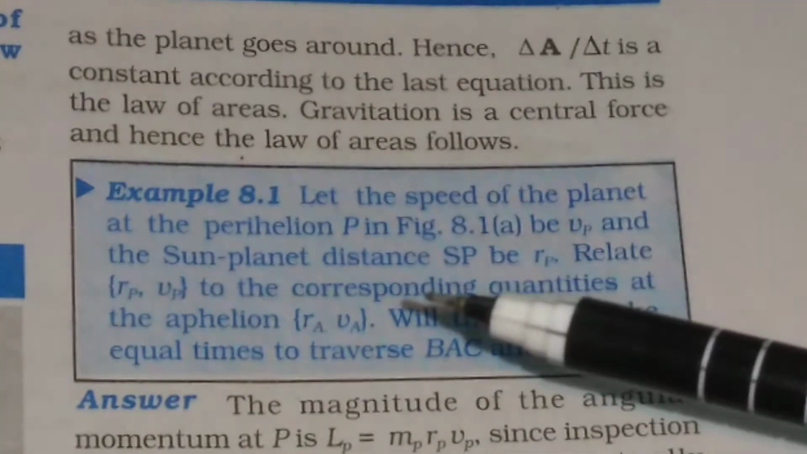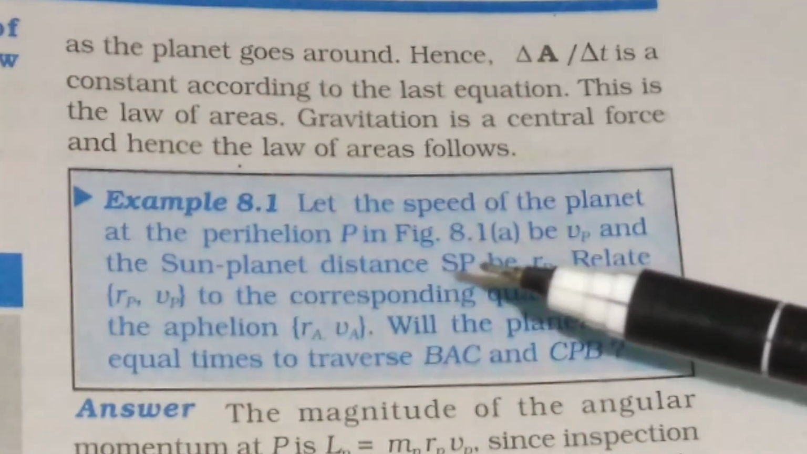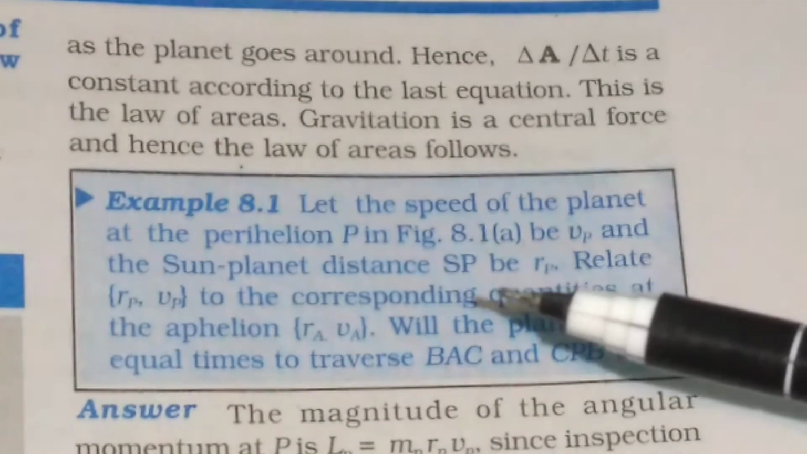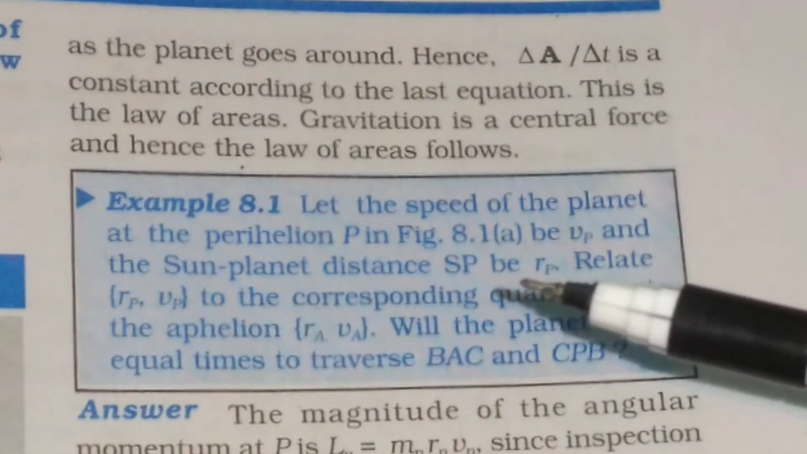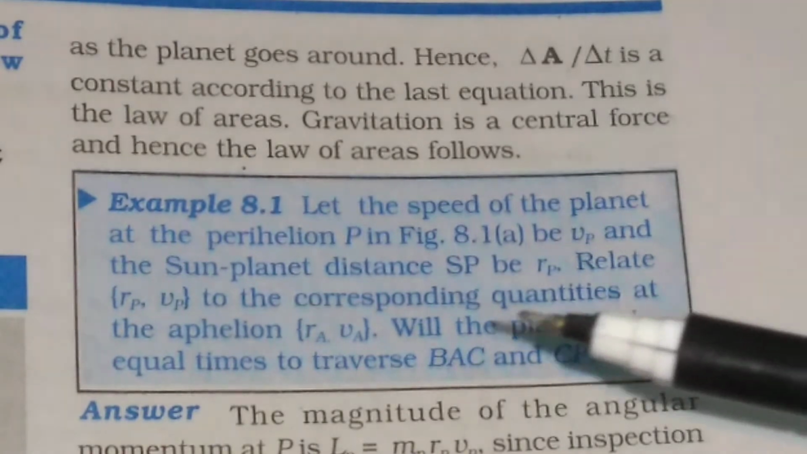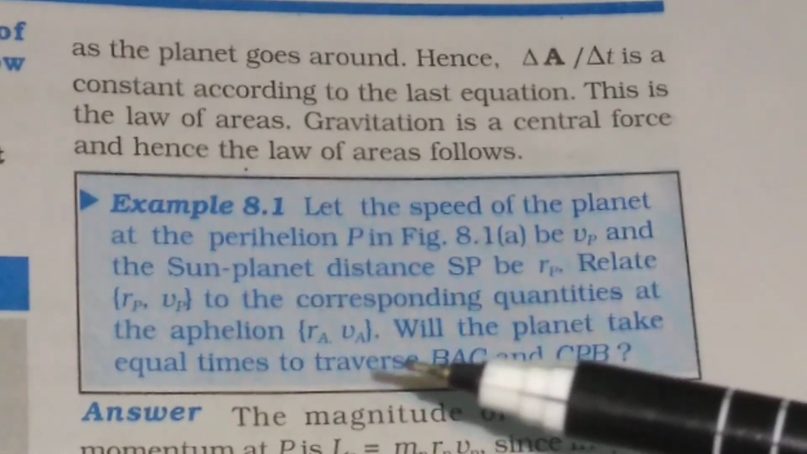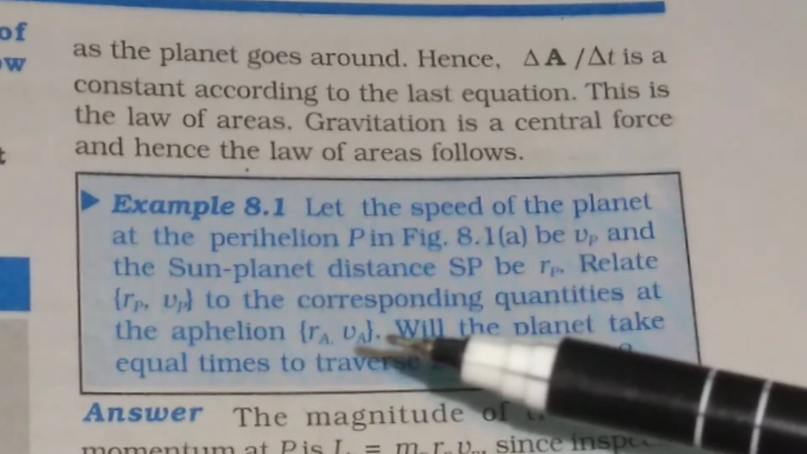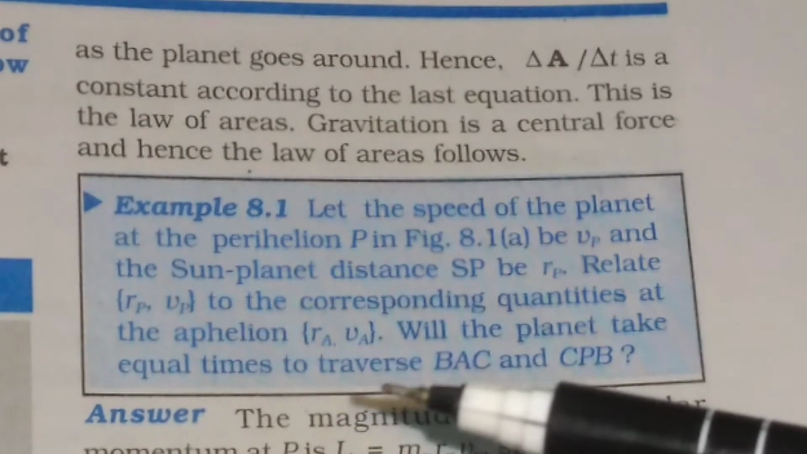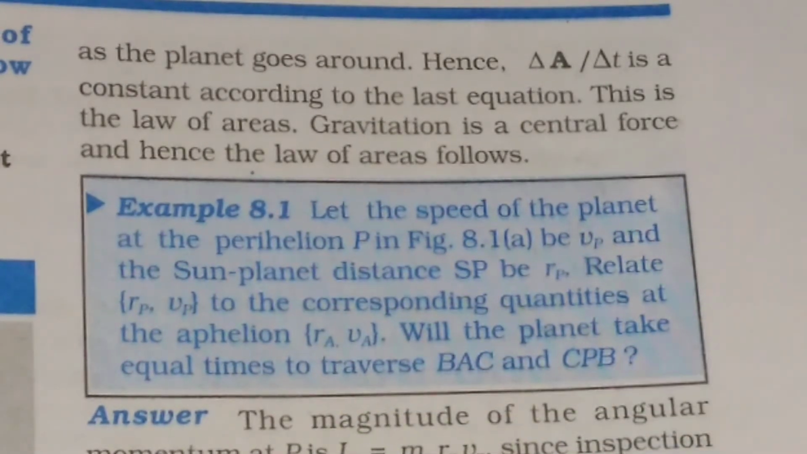Now let us discuss this problem. Let the speed of the planet at the perihelion P be Vp, and the Sun-planet distance SP be Rp. Relate Rp and Vp to the corresponding quantities at the aphelion, that is Ra and Va. Will the planet take equal times to traverse BAC and CPB?